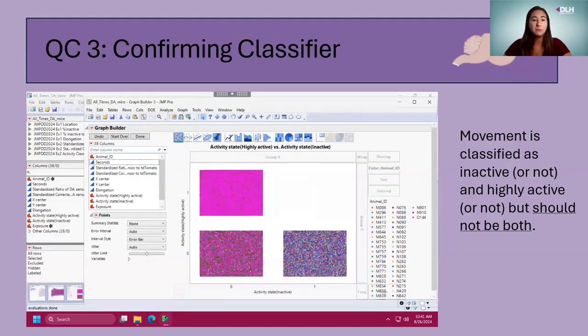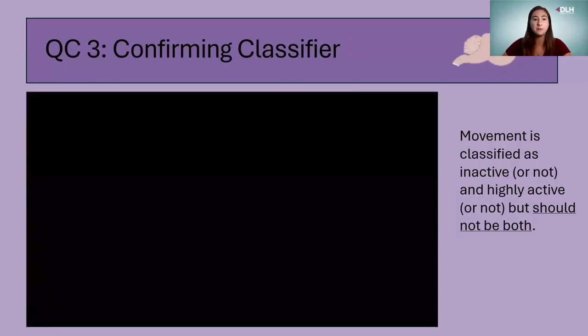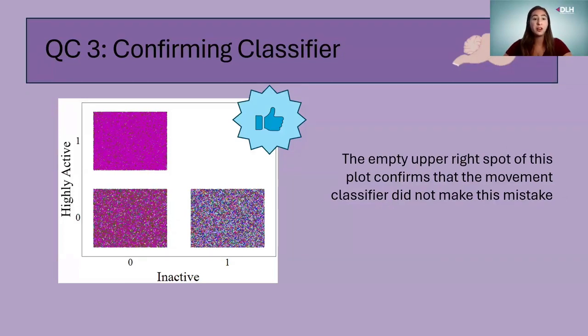But you can see the big blank spot in that upper right-hand corner. That would be where we'd see if the classifier messed up and said that something was highly active and not active at the same time. And sure enough, yep, it's blank, looks good. So this also confirms that our classifier is doing its job and did not make this mistake.